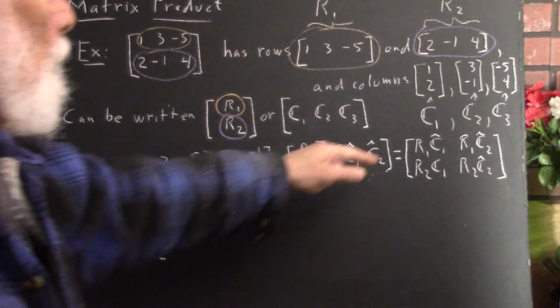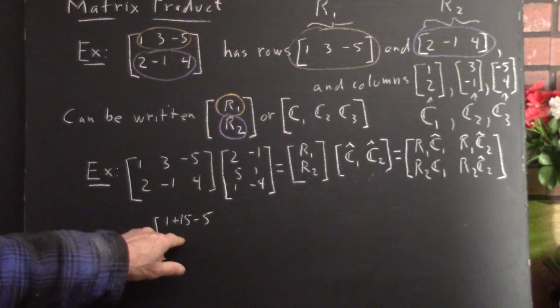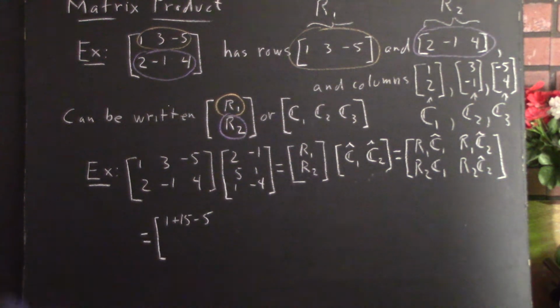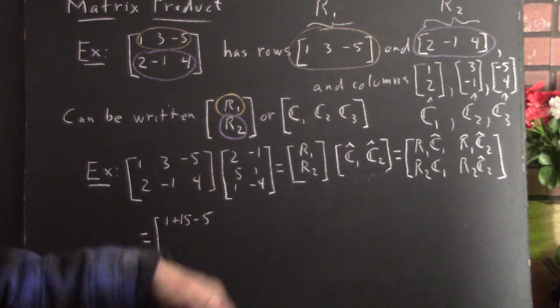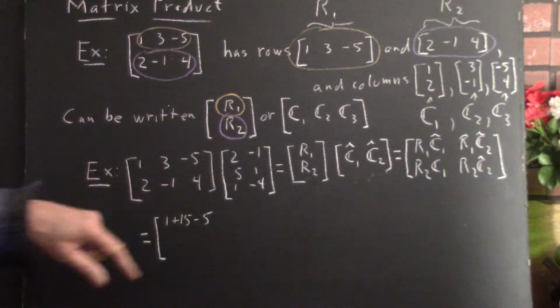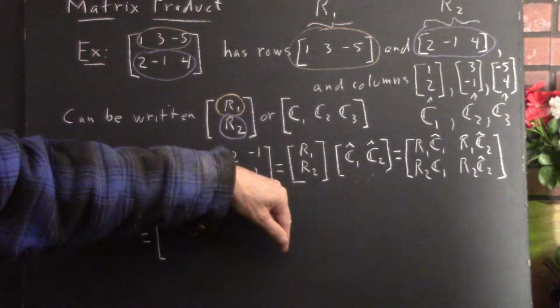So when I do my row 1, column 1, it's going to go here. Now I'm going to do the arithmetic in another step. I didn't want to go to the extent of writing 1 times 2 and 3 times 5 and negative 5 times 1, so I kind of skipped that step. Okay, then we're going to multiply row 1 by column 2.